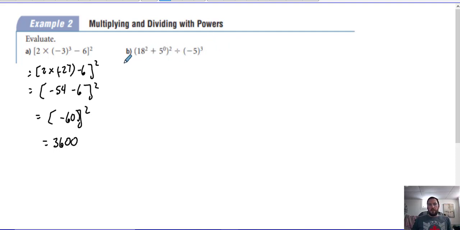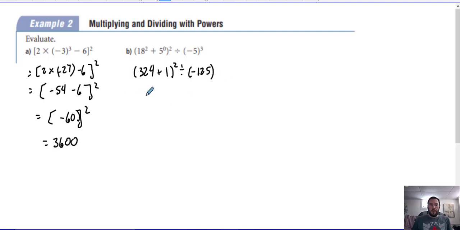Let's take a look at question B now. So again, we have to consider our order of operations before we do anything. So we're going to deal with this bracket first. Inside my bracket, I see I have 2 powers: an 18 squared and a 5 to the power of 0. So 18 squared, give me a second to do some mental math here. 10 times 10 is 100, and then we get 80 and 80, so 160, plus 8 times 8, which is 64, so 324, plus 5 to the 0, which we learned in the last video is simply equal to 1. And then that whole thing squared divided by negative 5 to the 3, which is negative 125.